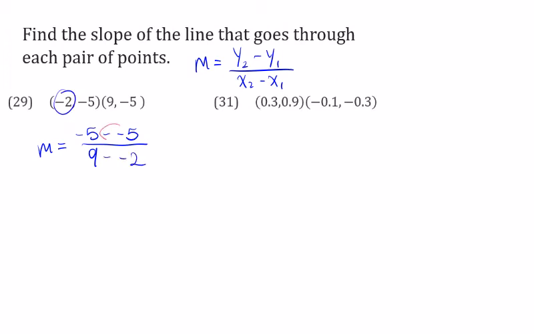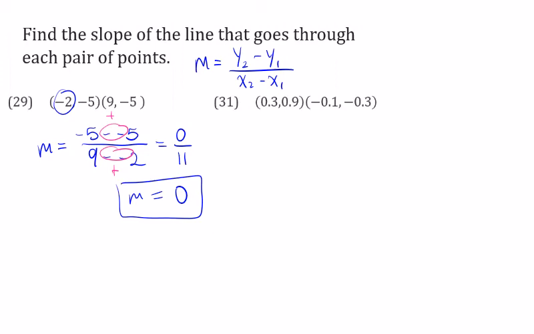Okay, so we have a negative negative turns into a positive in both those cases. So negative 5 plus 5 is 0, and 9 plus 2 is 11. So this time we have 0 divided by 11. Is that undefined? You're right, it's not undefined. That's just 0, right? We can do 0 divided by anything. It's always 0. So we just can't divide by 0. So in this case, our slope is 0.